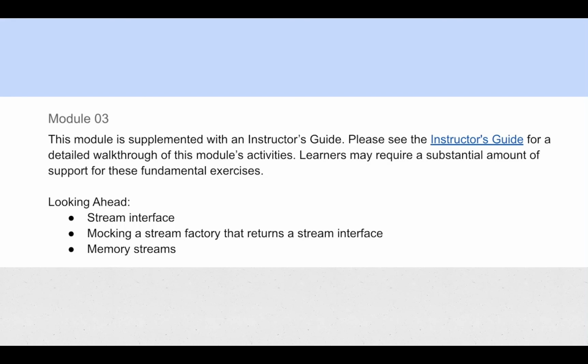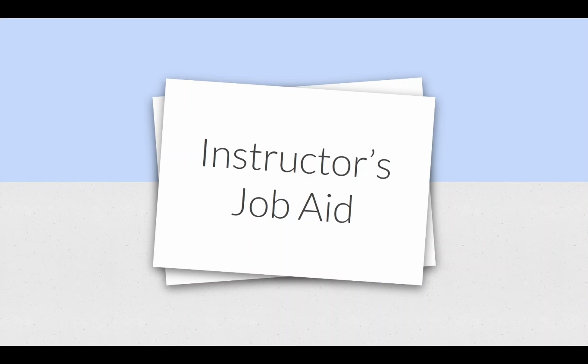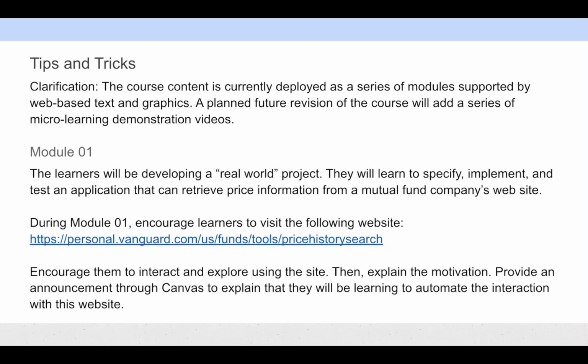I've said a lot about it already, but just to close the loop, here is the instructor's job aid. What's showing in the instructor's job aid is tips and tricks, helping the instructor to engage the learners to describe the real-world project. In this case, it's going to the website of a mutual fund company and manually using their price history search tool. And then the students will work through the course to actually implement this into code to automate retrieval of price history of mutual funds.